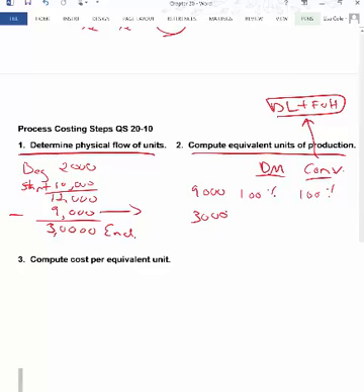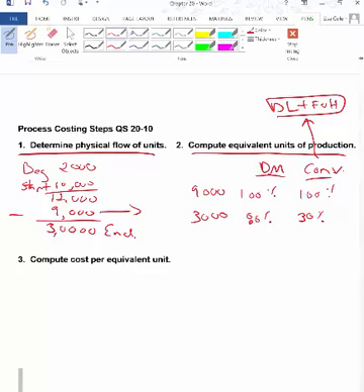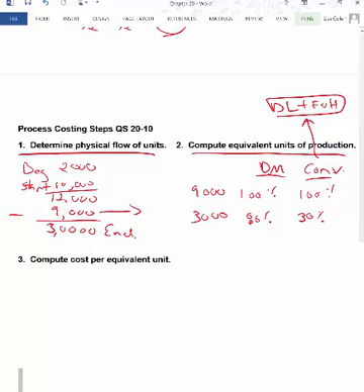The 3,000 units left in ending inventory, they tell us in our information that they were 80% complete as to direct material, and they were only 30% complete as to conversion cost. And so what you want to do is take the 9,000 units and multiply it times the 100%. And so we get 9,000 equivalent units for direct materials, and we get 9,000 equivalent units for conversion.